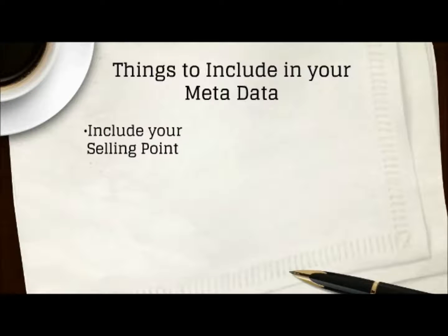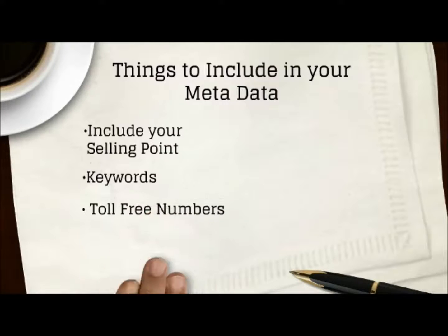Include your selling point. Tell your customers what they want to hear through your site's meta description. Keywords. Including some of your keywords will give you some advantage in Google's relevancy algorithm. Toll-free numbers. If your number appears in the meta description, some of your customers might just prefer to call you directly instead of going through your site.